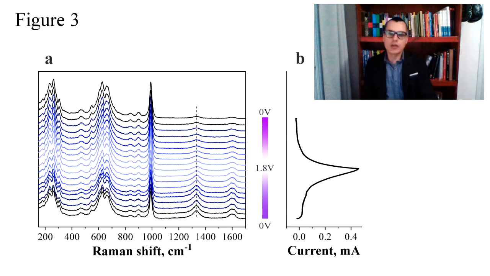The Raman spectra were collected during cyclic voltammetry, 1 millivolt per second, within a voltage window of 0 to 1.8 volts, as I showed before. In addition, spectra were taken at steps of 0.2 volts. And figure 3b shows the current during these tests. The purple frame between these graphs shows the applied potential during cyclic voltammetry.